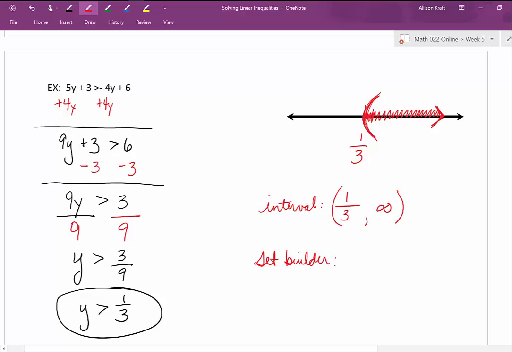Our set builder notation always starts the same, the set of all y this time, such that some condition. The y that we want this time are y's that are strictly greater than 1/3.